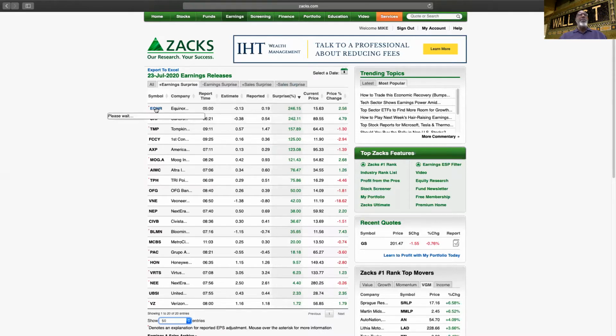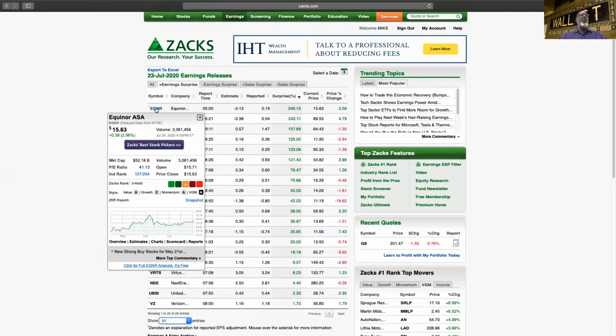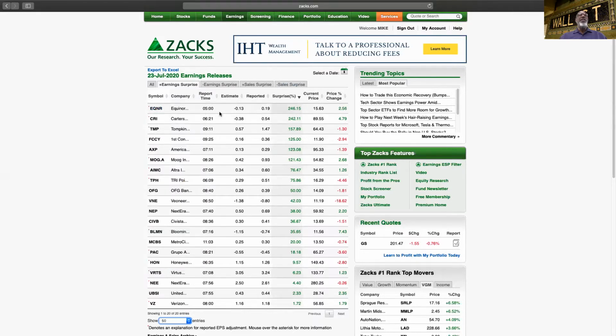So here's your first company. I'm not familiar with it. Equinor ASA. So we know it's a foreign company. You can see that they were expecting a loss of 13 cents. They reported a gain of 19 cents. Here is how big the surprise was. And the stock's current price is $15.60, up $2.56. Not a bad move.